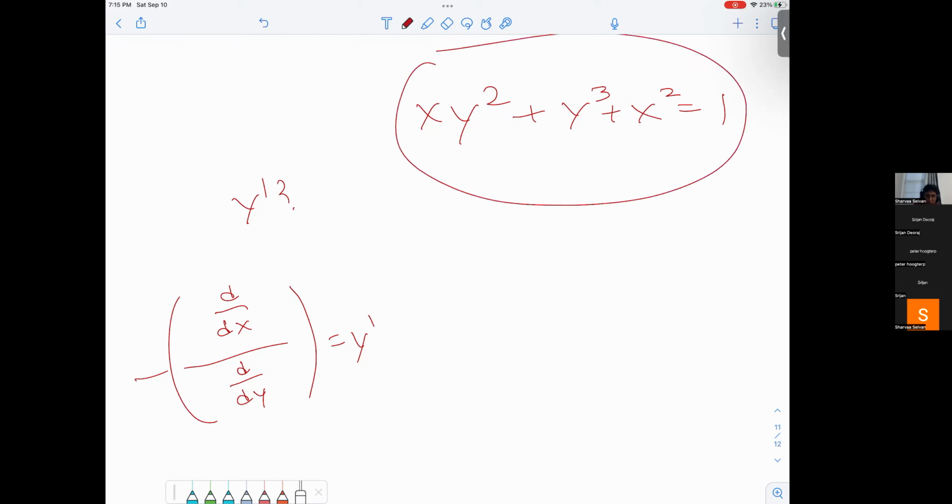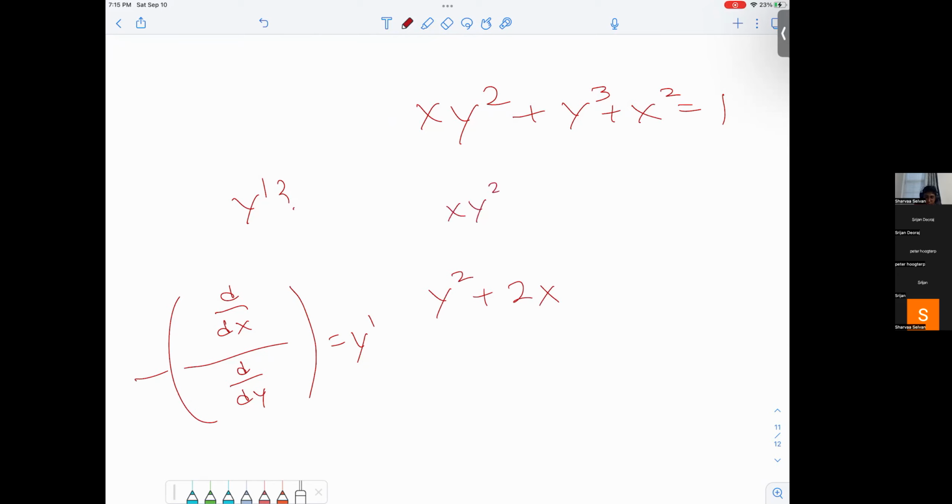Taking this whole function, taking the derivative with respect to x, we'll get y squared plus 2x. There's a lot going on here, so let's take each term one at a time and see how I got this. First, let's look at xy squared. When you're doing this strategy, you don't care about y at all. You treat y as a constant, essentially. So y is just the coefficient of x. We'll write it as y squared times x, and the derivative of x we know is just 1.